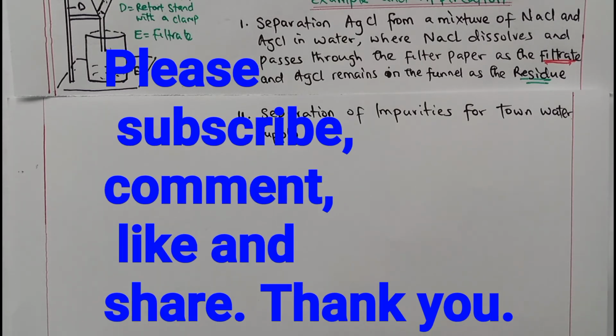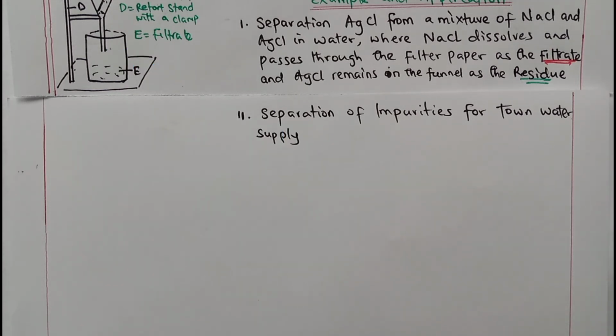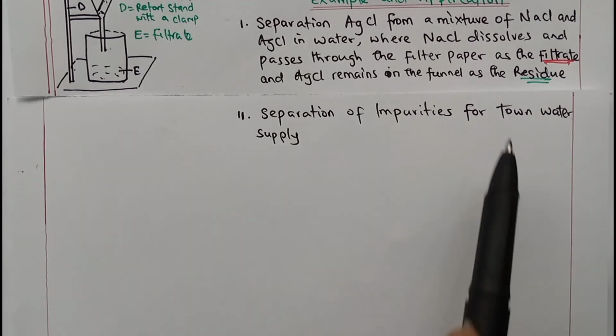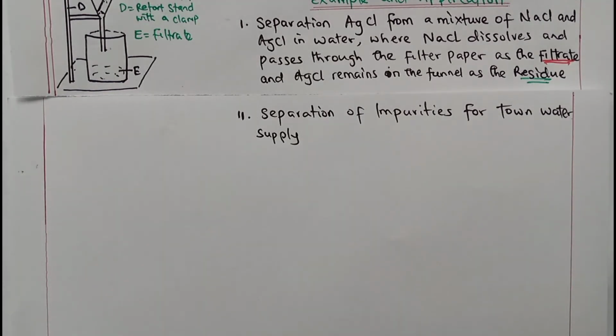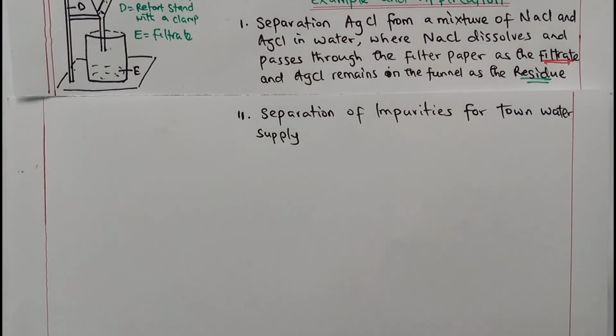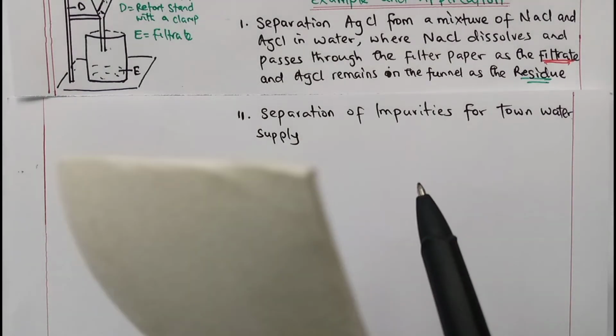Therefore, I want you to look into this and get this idea. Remember that I said something about the filtrate and I said something about the residue. The residue is the one that remains here, whereas the filtrate is the one that passes through the filter paper. Remember, I did not perforate anything here.